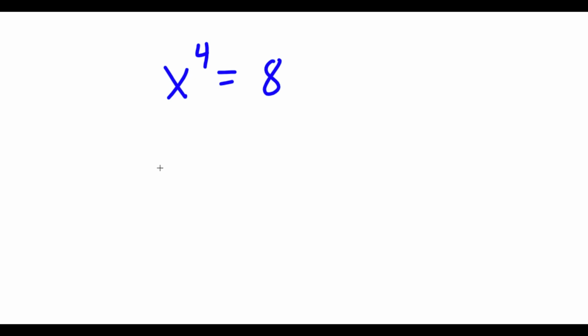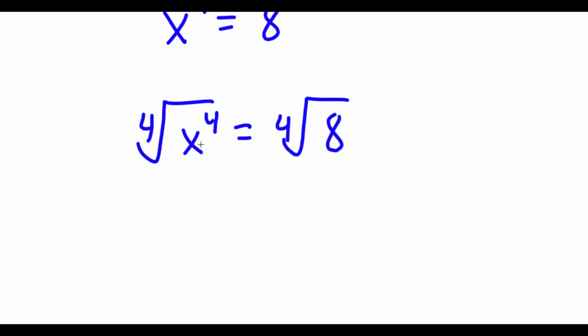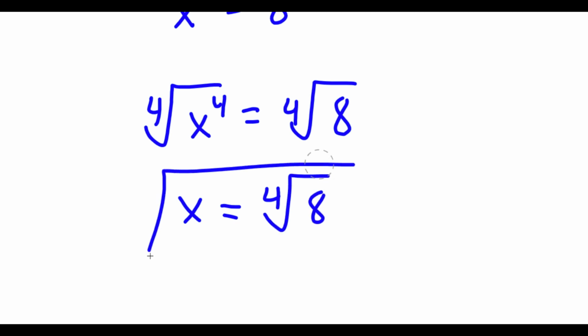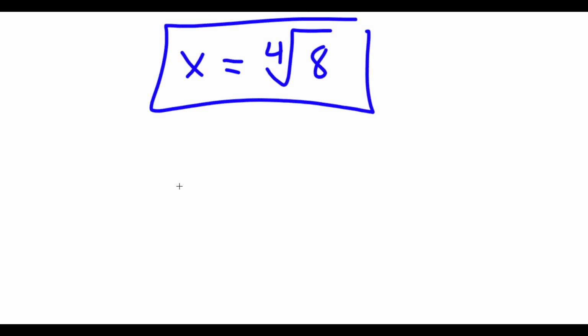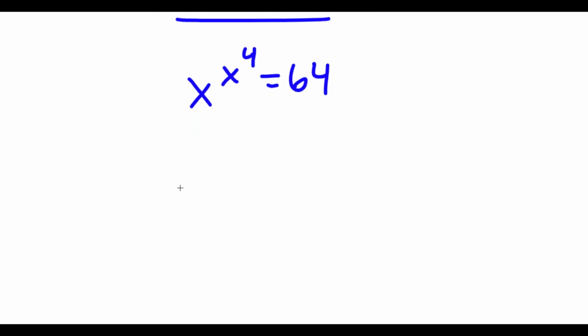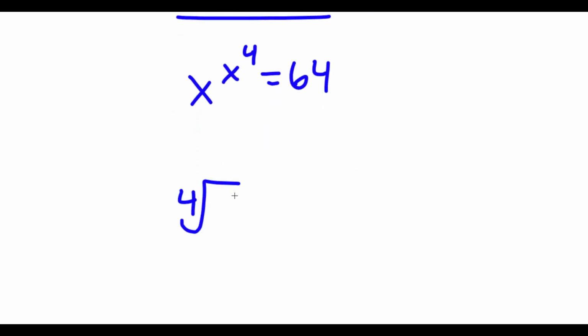So now to solve this equation, I'm going to take the fourth root on both sides. So the fourth root of x to the power of 4 is x, and so I have x is equal to fourth root of 8. So now to check, my original equation was x to the power of x to the power of 4 is equal to 64. x is equal to fourth root of 8, so now I have fourth root of 8 to the power of fourth root of 8 to the power of 4 is equal to 64.